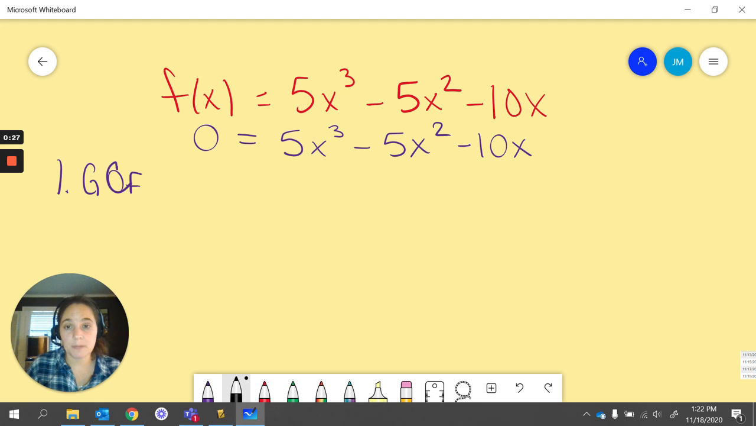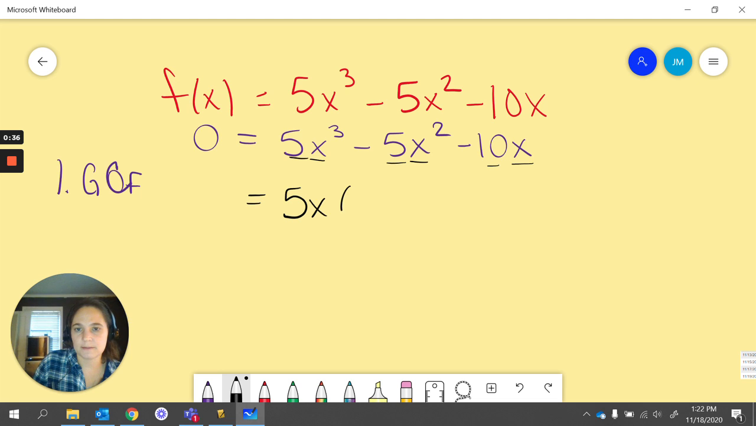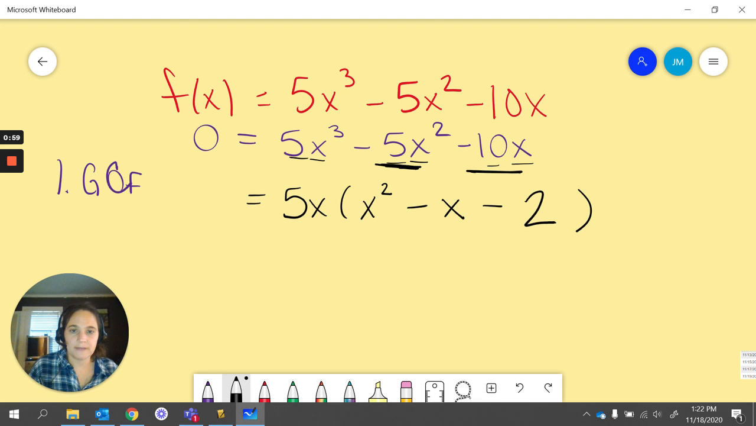Hopefully you stopped and paused and you noticed that every single term shares a 5. So we're going to put a 5 on the outside. Also notice that every single term shares an x. So 5x times what would give me x cubed? That's an x squared. 5x times what would give me negative 5x squared? That would be a negative x. 5x times what would give me negative 10x? So that is a negative 2. Then we continue on our factoring journey.